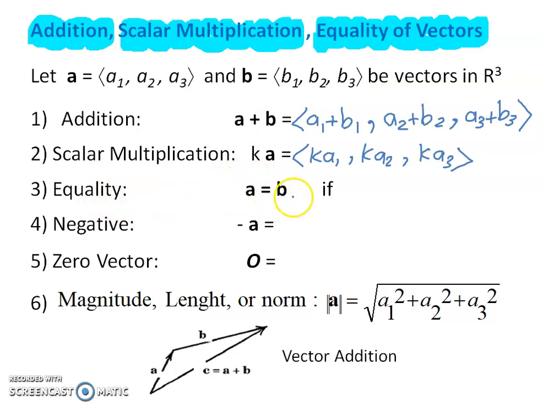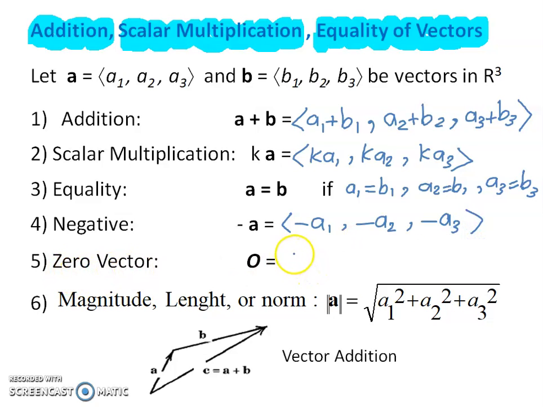Number 3, equality. A equal to B, so vector A is equal to vector B if and only if A1 is equal to B1 and A2 is equal to B2 and A3 is equal to B3. Number 4, negative, which is minus vector A. It is multiplying each component by minus 1.